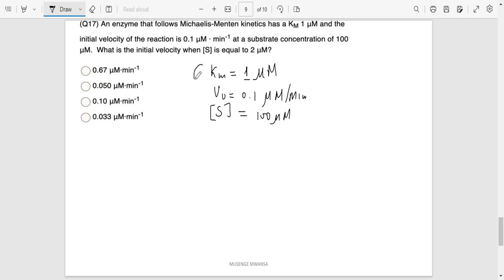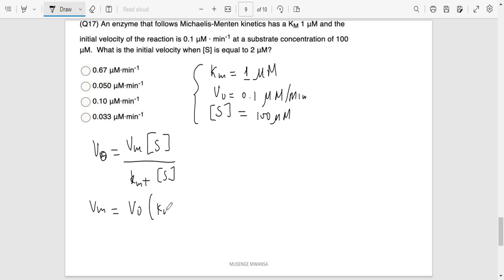First, let me use this data to find the maximum velocity. Let me write it again. Initial velocity is going to be maximum velocity multiplied by the concentration of the substrate, divided by Km plus the concentration of the substrate. So the maximum velocity is the initial velocity multiplied by Km plus the substrate concentration, and then divided by the concentration of the substrate.